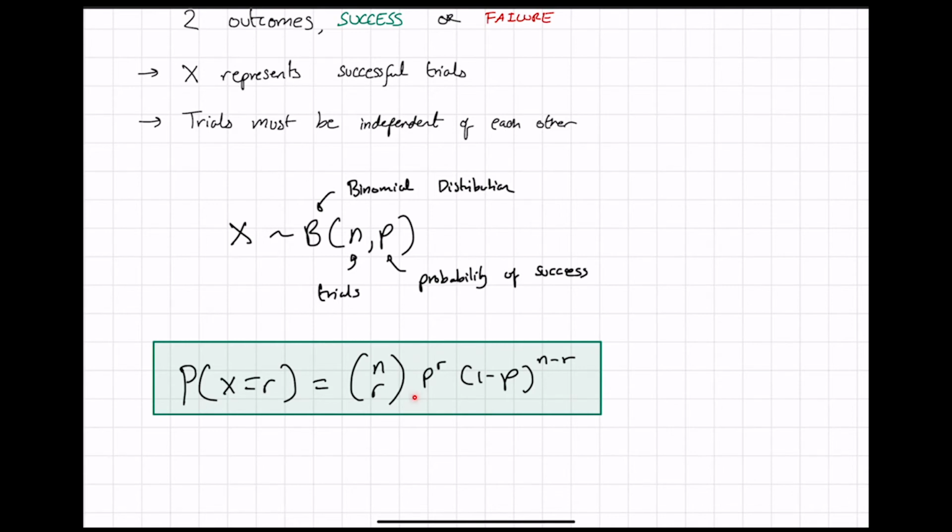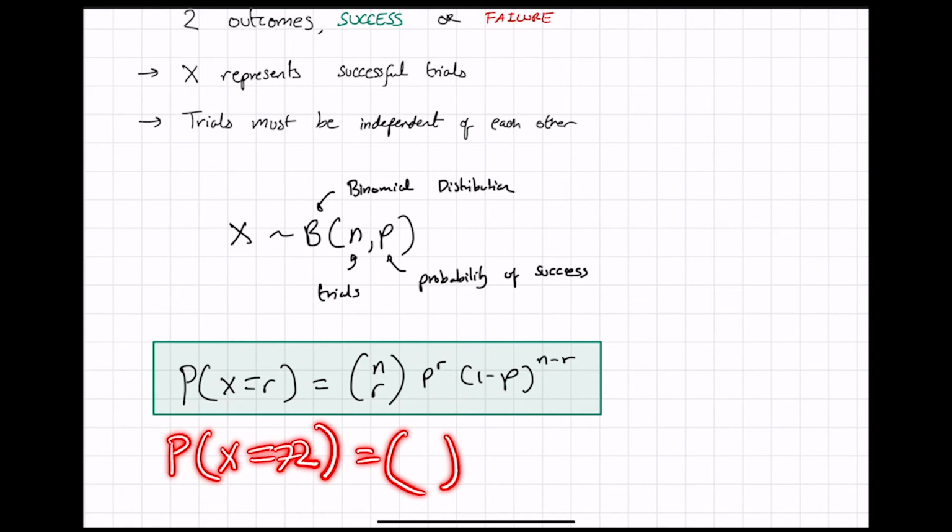So p is the probability of success. 1 minus p is just the probability of failure. r over here is the number that we're looking for. So r would be how many heads we had. So let's say we wanted to find the probability that we got 72 heads. Following this formula, this part here is just n choose r, which you've probably studied before. This is a choose function, which you have on your calculator.